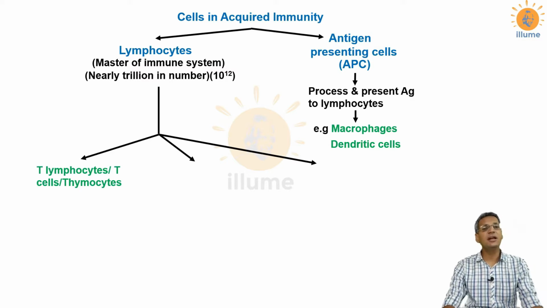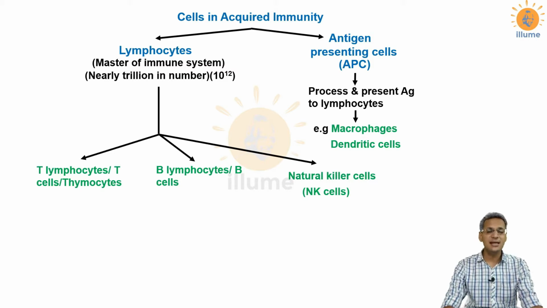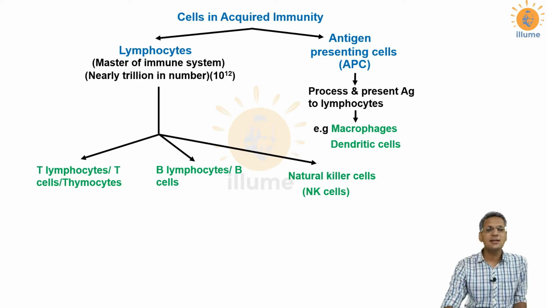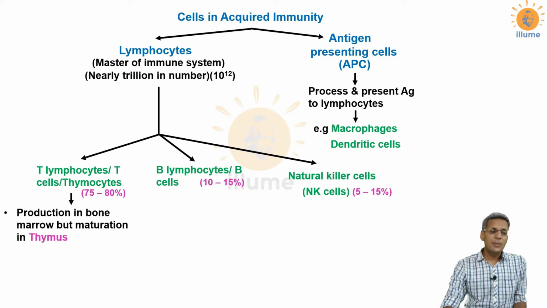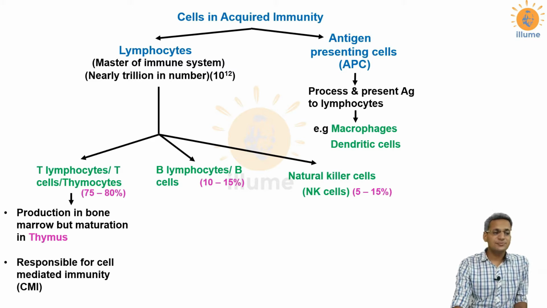Lymphocytes are basically of three types: T lymphocytes, T cells or thymocytes, B lymphocytes or B cells, and natural killer cells or NK cells. We discussed natural killer cells in our previous videos. What are T cells? T cells are produced in bone marrow, and then they mature in thymus. Around 75 to 80% of lymphocytes are T lymphocytes, 10 to 15% of them are B lymphocytes, and 5 to 15% of them are NK cells.